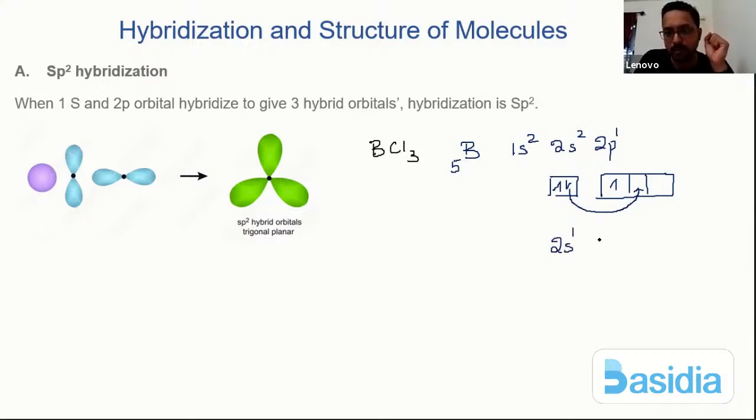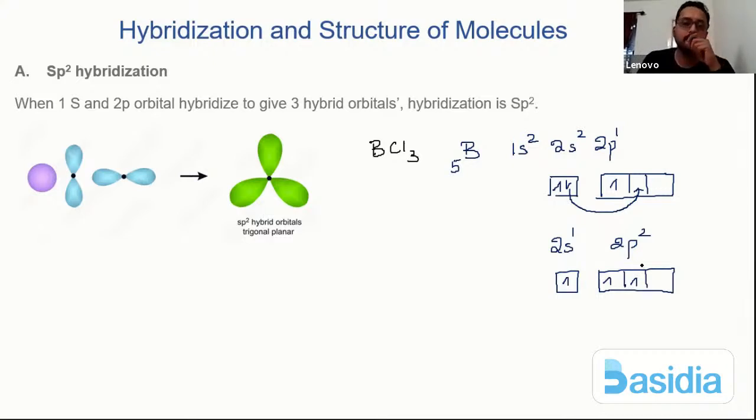The configuration changes to 2s1 and 2p2. So here now we have the single electron, and here in this particular orbital we have two single electrons. Okay, so what exactly is happening now? One s orbital and two p orbitals. So let me say this is my 2s orbital and these are my 2p orbitals.